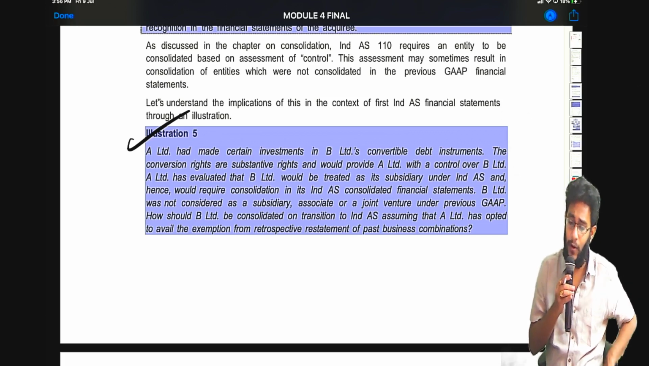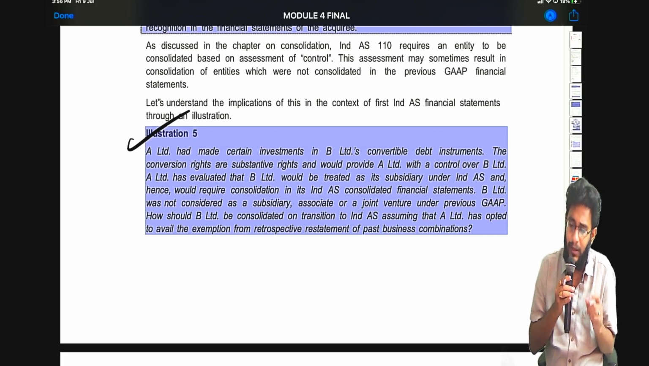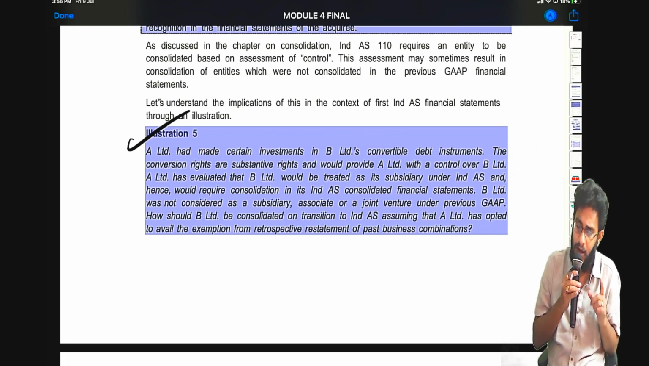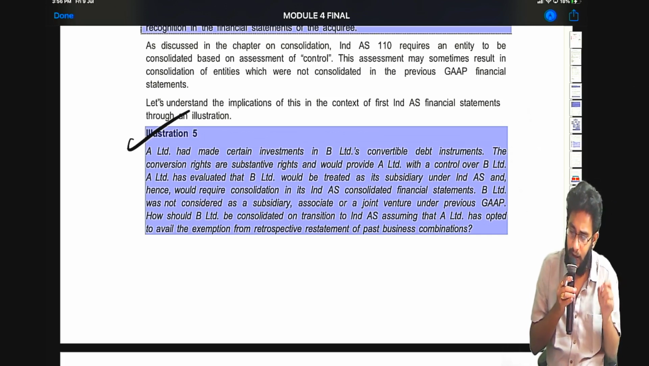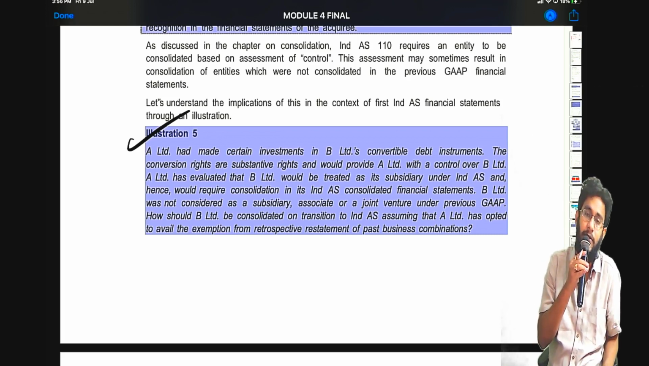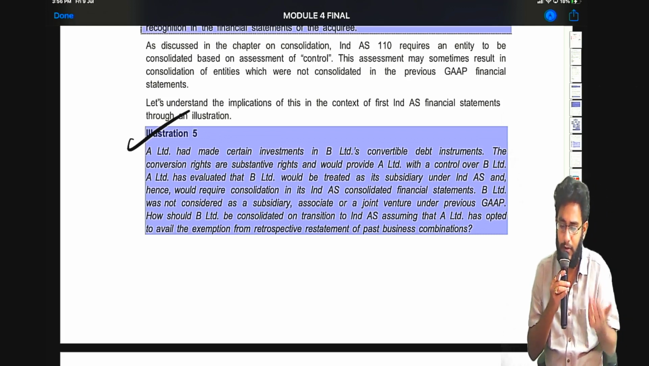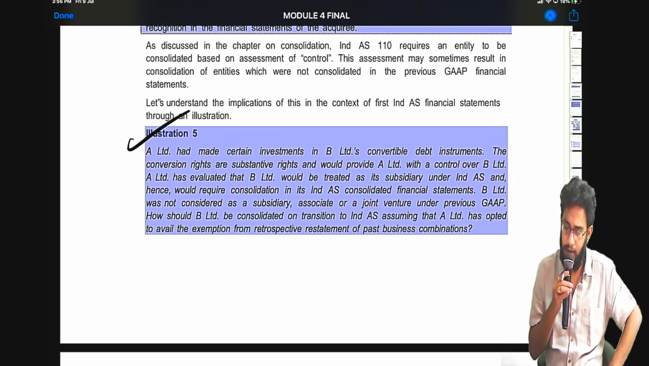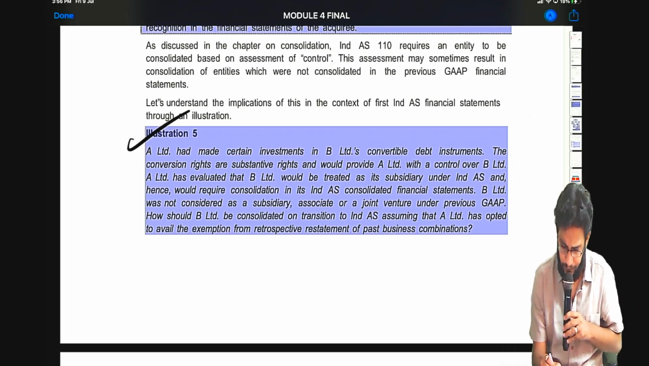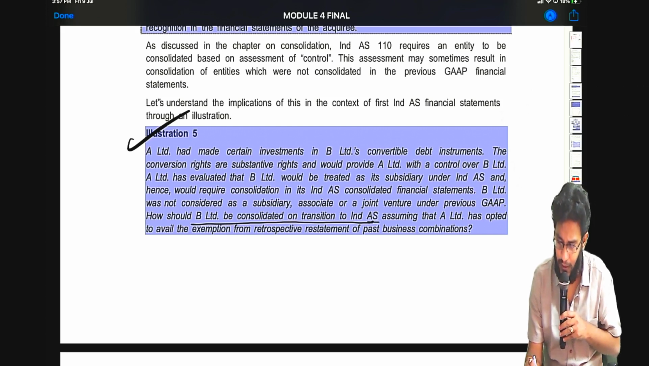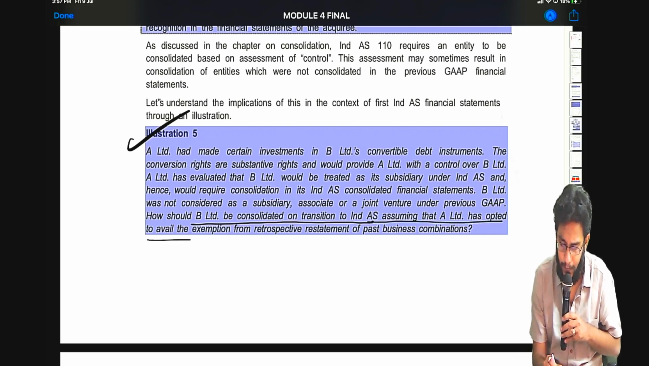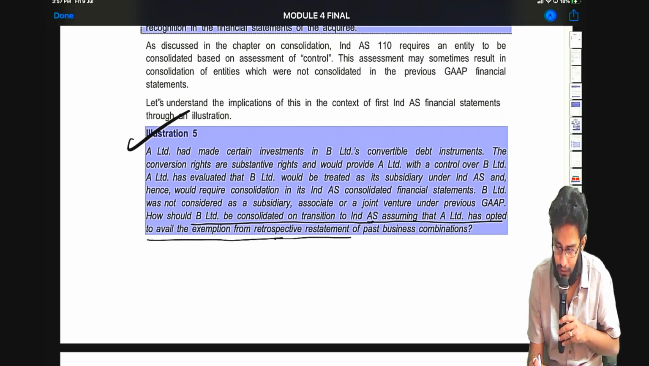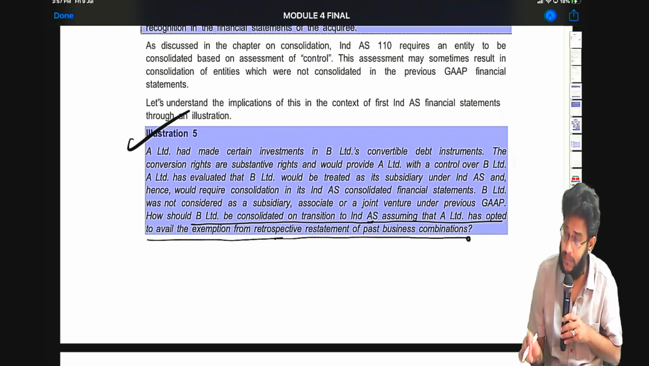A Limited has evaluated that B Limited would be treated as its subsidiary under Ind AS and hence would require consolidation in its Ind AS consolidated financial statements. So fine, when control is there, consolidation you have to do. B Limited was not considered as a subsidiary, associate or joint venture under previous GAAP. How should B Limited be consolidated on transition to Ind AS, assuming that A Limited has opted to avail the exemption from retrospective restatement of past business combinations?